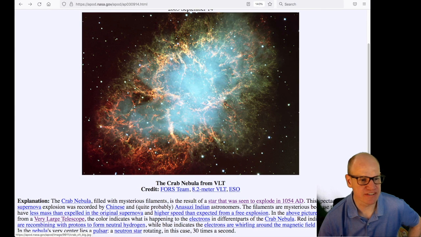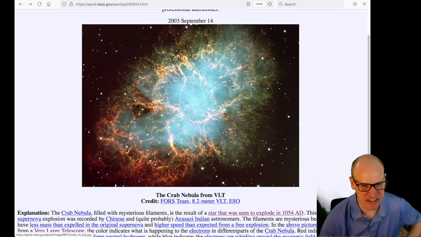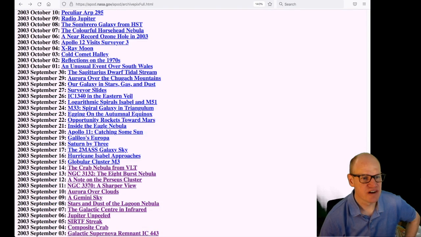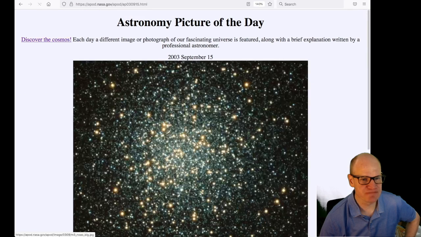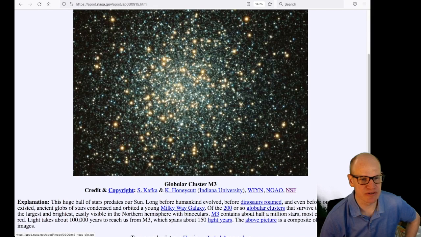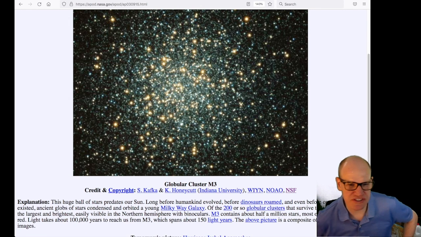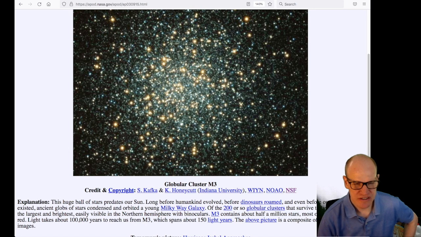There we go. That is the Crab Nebula, a supernova explosion from 1054 AD. Globular cluster M3. Now that is a pretty globular cluster from BJ Honeycutt from Indiana University on WIYN. WIYN is Wisconsin, Indiana, Yale, something observatory.